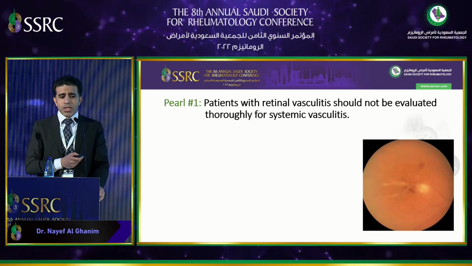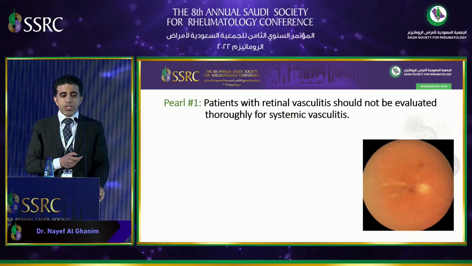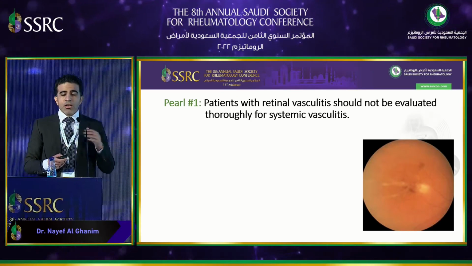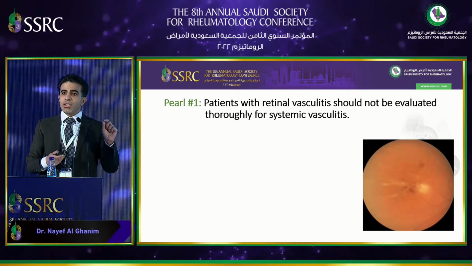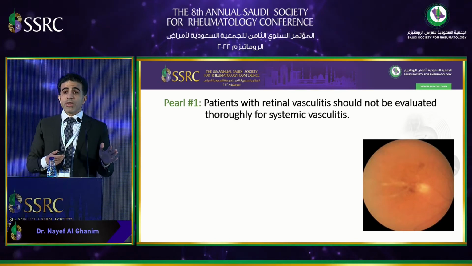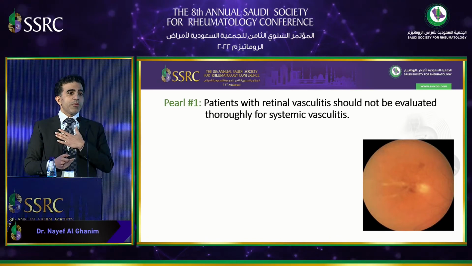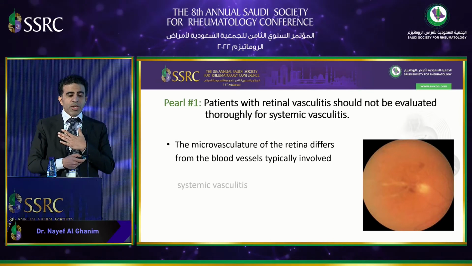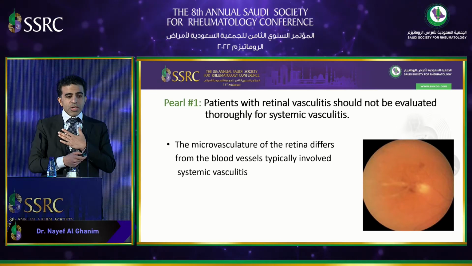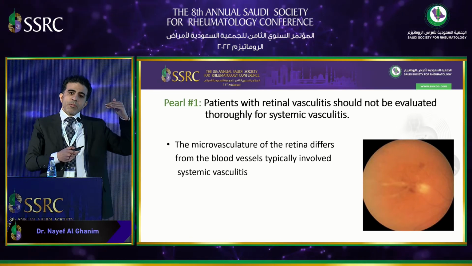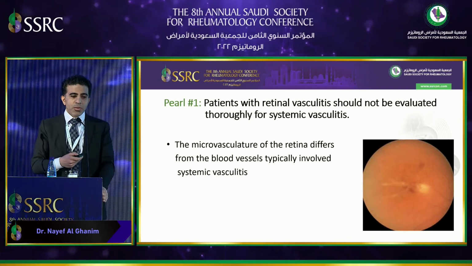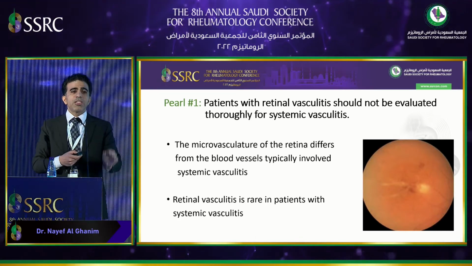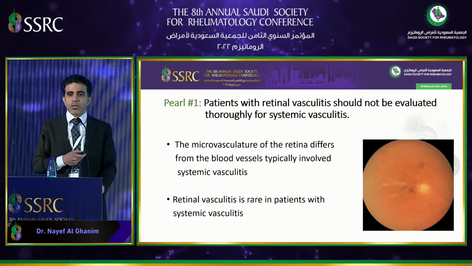Patients with retinal vasculitis should not be evaluated thoroughly for systemic vasculitis. The ophthalmologists use the word vasculitis differently than us. For them, any patient who has fluorescein dye leakage from the retinal arteries is considered to have vasculitis, while we usually depend on the angiogram and on biopsies to diagnose vasculitis. And we have to know that the microvasculature of the retina is typically different from the systemic blood vessels that we see in patients with systemic vasculitis. Retinal vasculitis is a rare manifestation of systemic vasculitis.